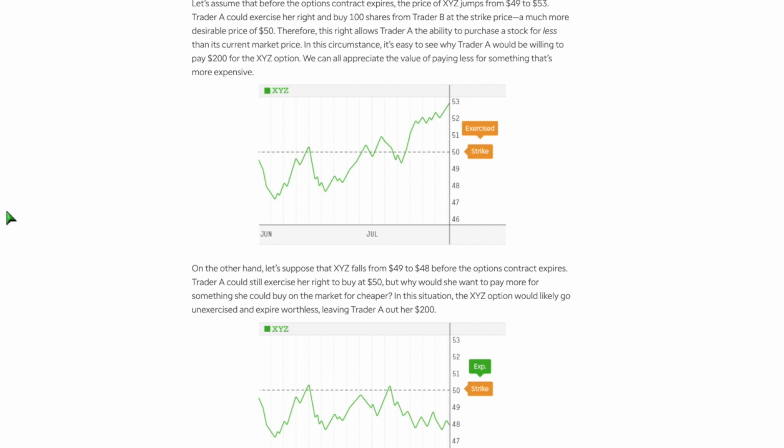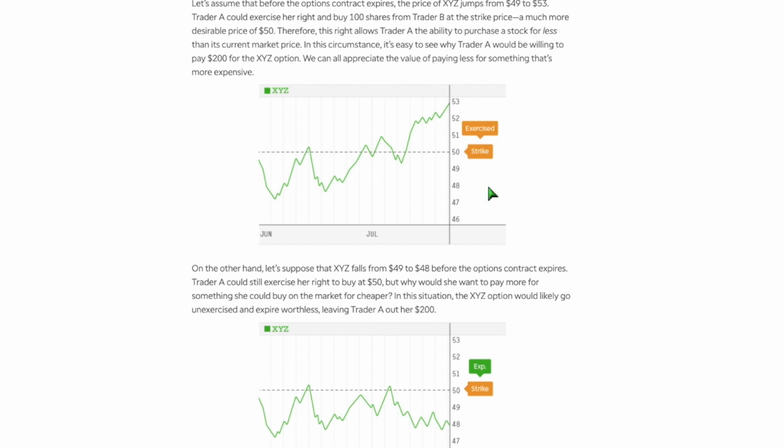Trader A could exercise her right and buy 100 shares from B at the strike price, a much more desirable price of $50. Therefore, this right allows Trader A the ability to purchase a stock for less than its current market price. In this circumstance, it's easy to see why Trader A would be willing to pay $200 for the XYZ option. We can all appreciate the value of paying less for something that's more expensive.